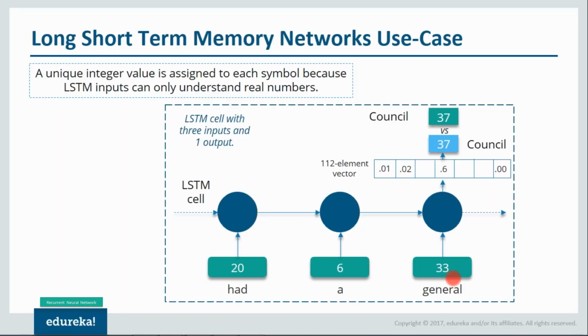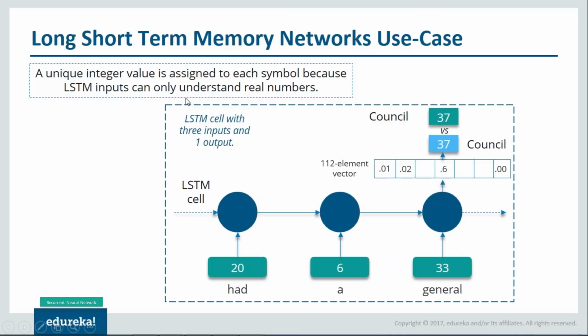All right, and then what happens, our LSTM will create a 112 element vector that will contain the probability of each of these words, or each of these unique integer values. Since 0.6 has the highest probability in this particular vector, it will pick the index value of 0.6, then it will see what symbol is attached to that particular integer value. So 37 is attached to council. So this will be our prediction, which is absolutely correct, as the label is also council according to our training data. All right, so this is what we'll be doing in today's use case.